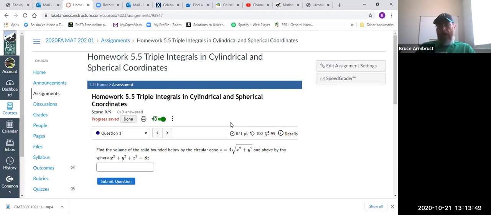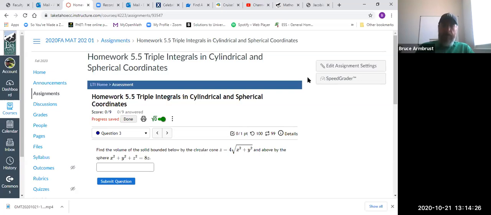All right, so again, yours is going to be similar to this, not necessarily identical, but similar. So we've got: find the volume of the solid bounded below by the circular cone and above by the sphere, x squared plus y squared plus z squared equals 8z. So this is actually very similar to the example that we did in class, the one that we attacked with cylindrical and with spherical.